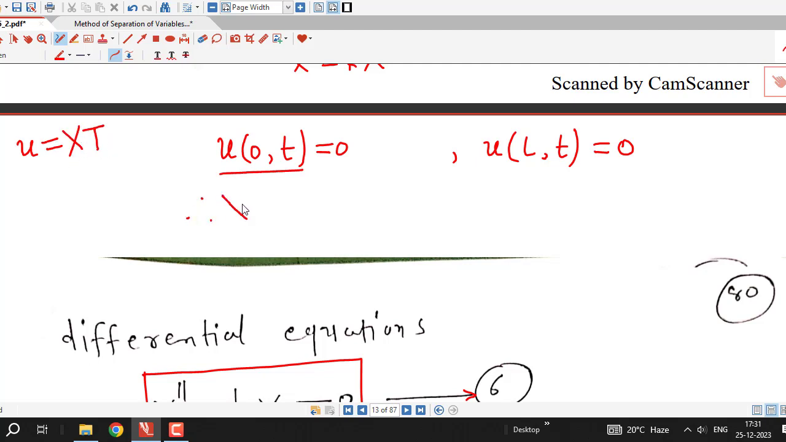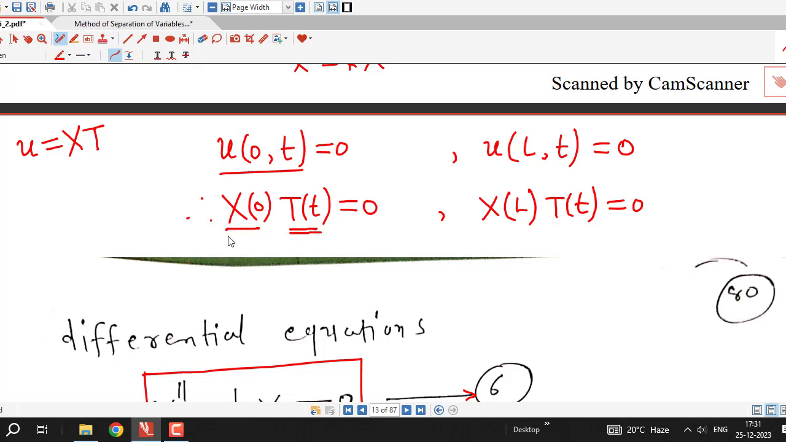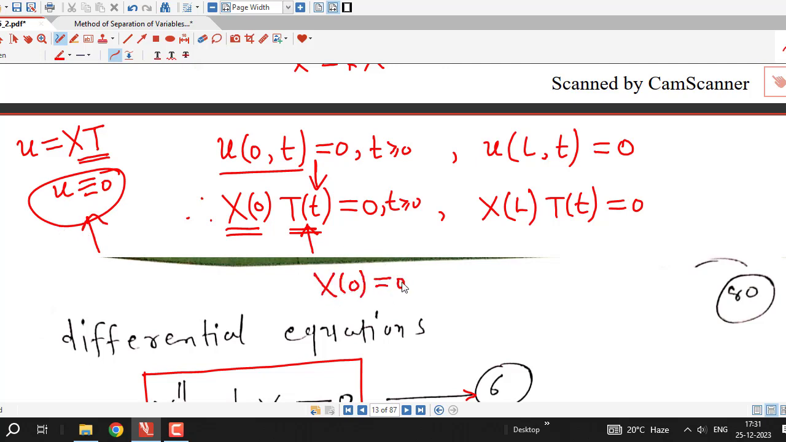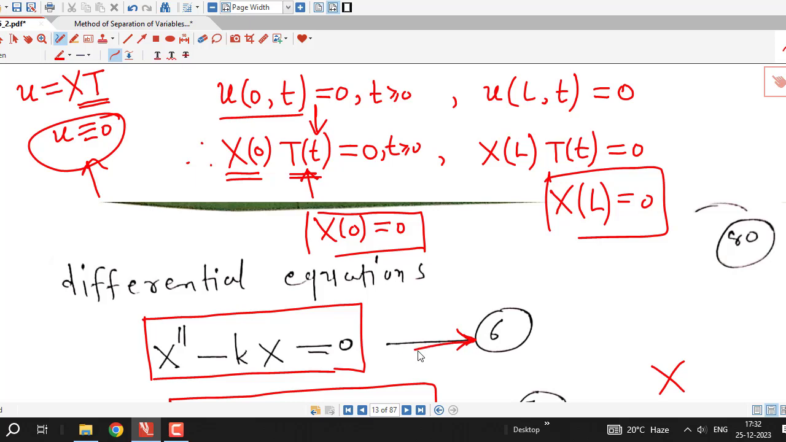So, this I can rewrite as, therefore, X(0) T(t) equal to 0, and X(L) T(t) equal to 0. Now, these two are in the product, and T is a function of t. Suppose T is 0 for all t greater than or equal to 0, then we will obtain u equal to 0, which is not a non-trivial solution. Therefore, we must have X(0) equal to 0 and X(L) equal to 0.